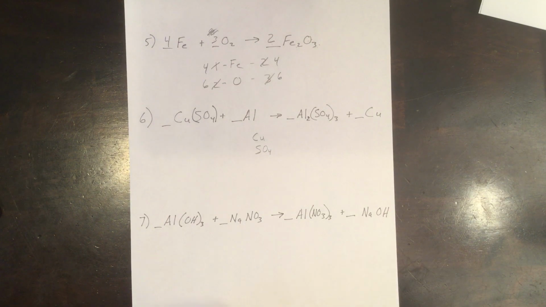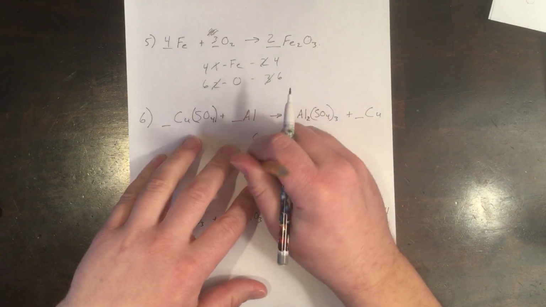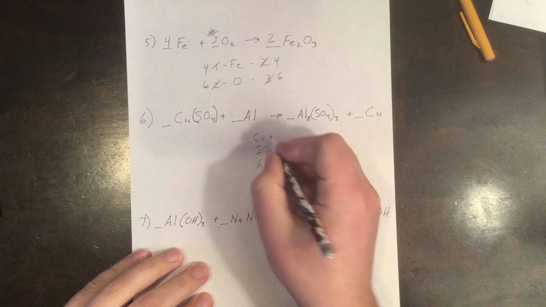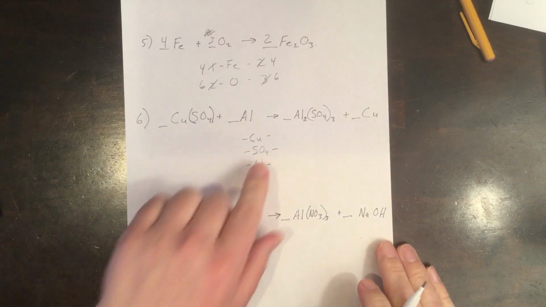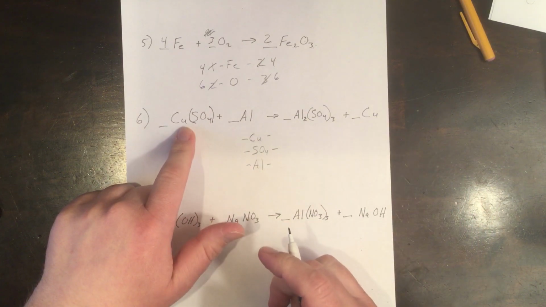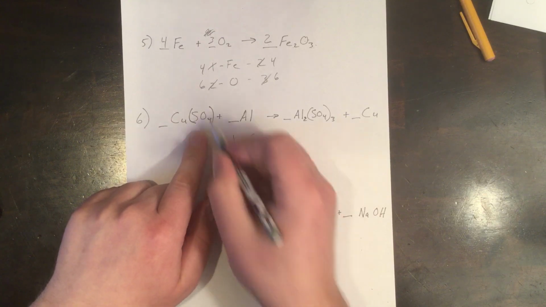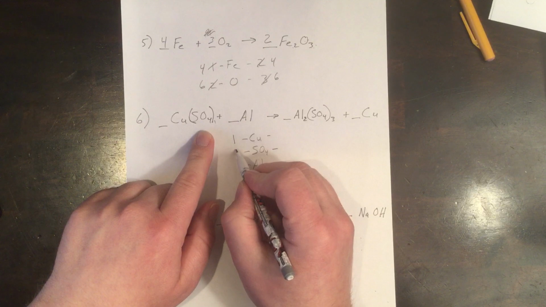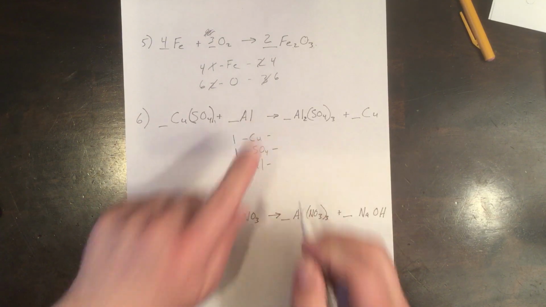All right. And then lastly, we have aluminum. Now that might not make sense what I just said about grouping them, but I think it will here really quick. So copper on the right-hand side, we have 1. Now how many total of this SO4 we have? Over here, we have 1. And on aluminum, we have 1.